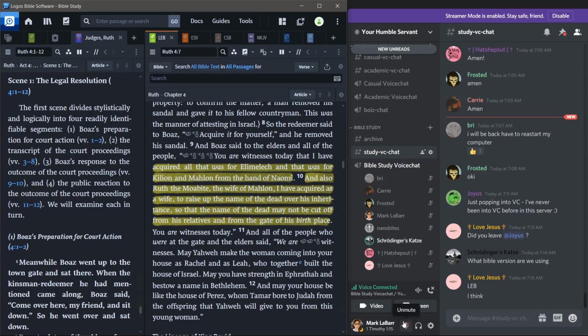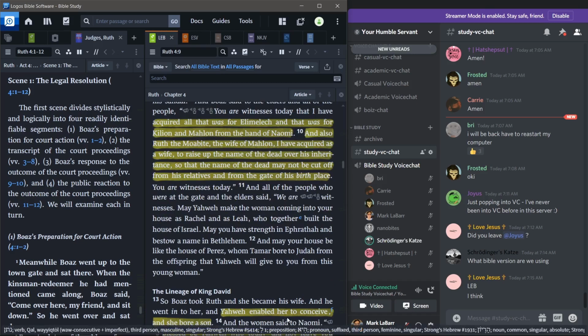I have acquired as wife to raise up the name of the dead over his inheritance, so that the name of the dead may not be cut off from his relatives, and from the gate of his birthplace. You are witnesses today." And all the people who were at the gate, the elders, said, "We are witnesses."